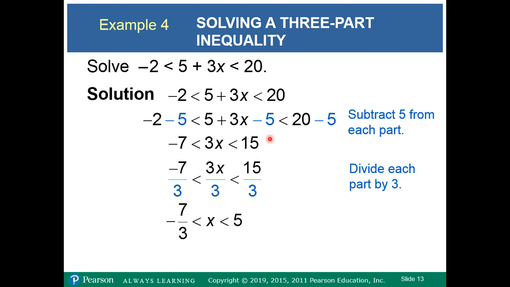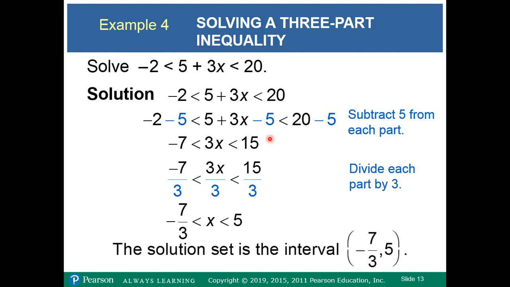Okay, so this is the interval notation, right? So this is the solution set. The interval is going to be from negative 7/3 to 5. And notice that they're using two parentheses.